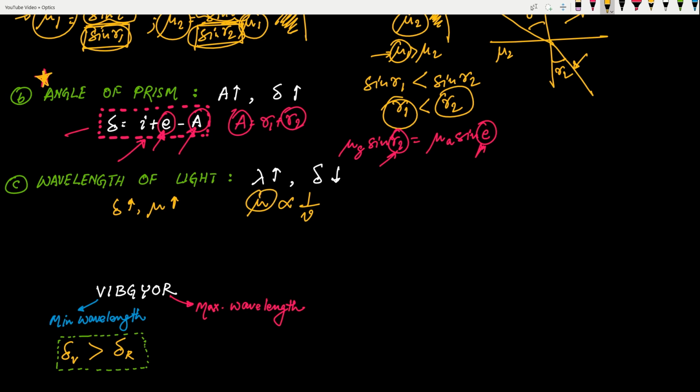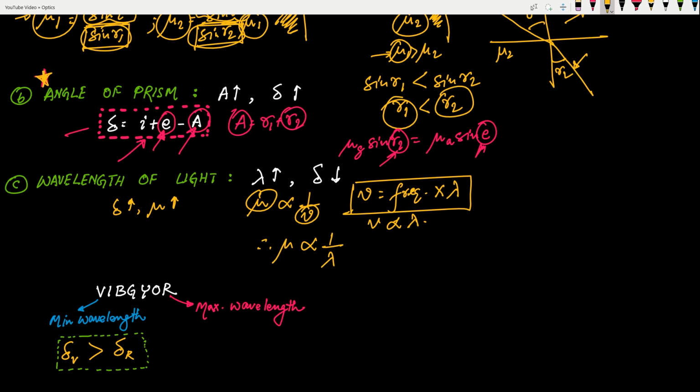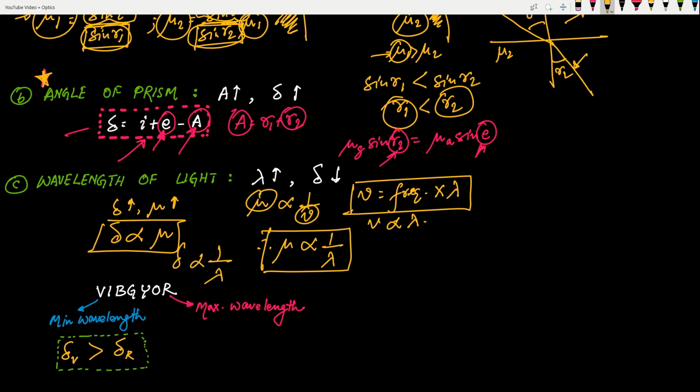Now, since refractive index is inversely proportional to velocity, and we know velocity is equal to frequency multiplied by lambda, the wavelength, therefore we can see v is directly proportional to lambda. If v is directly proportional to lambda, therefore we can say mu is inversely proportional to lambda. If mu is inversely proportional to lambda, and delta is directly proportional to mu, then if we combine these, we can say that delta is inversely proportional to lambda. That is, if we increase lambda of the ray of light, then angle of deviation will decrease. I hope this is clear.